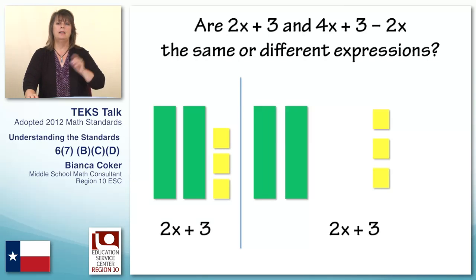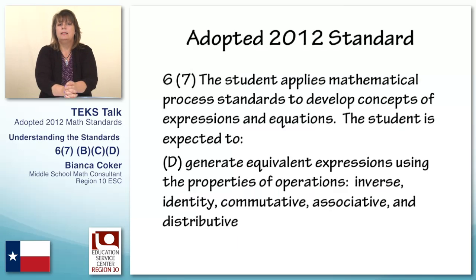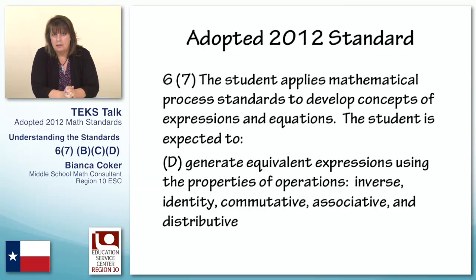All right? Now let's look at our next standard, 6.7d. 6.7d states, the student applies mathematical process standards to develop concepts of expressions and equations. The student is expected to generate equivalent expressions using properties of operations: the inverse property, identity property, commutative property, associative property, and distributive property.